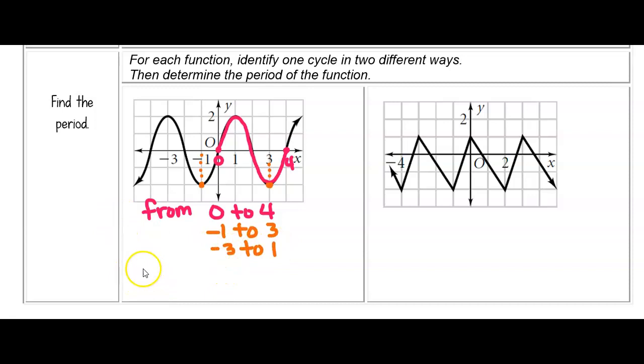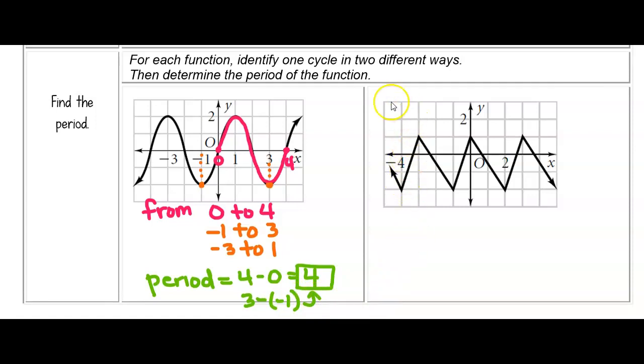So how do we get our period? We just want to find the horizontal length of this cycle. So 0 to 4 is probably the easiest. 4 minus 0 gives us a horizontal length of 4. We can also get it by subtracting these other ones. We could also have done 3 minus -1, and that would have given us 4 as well.